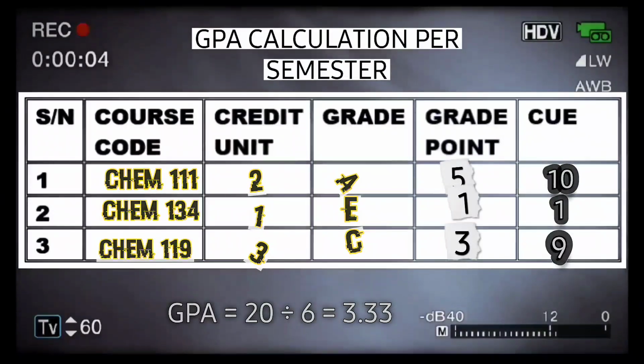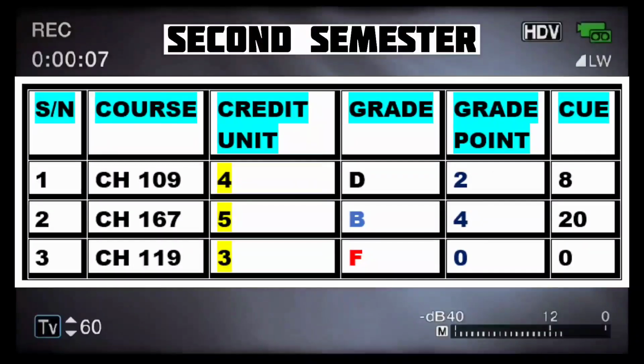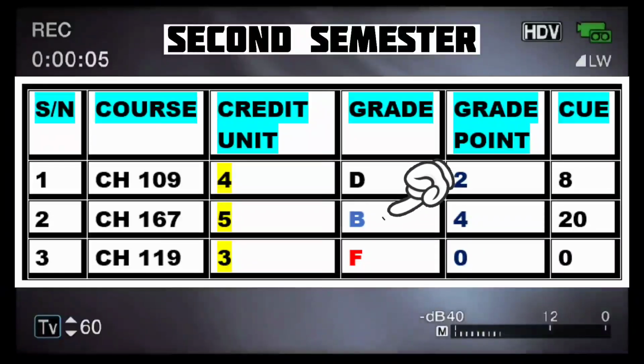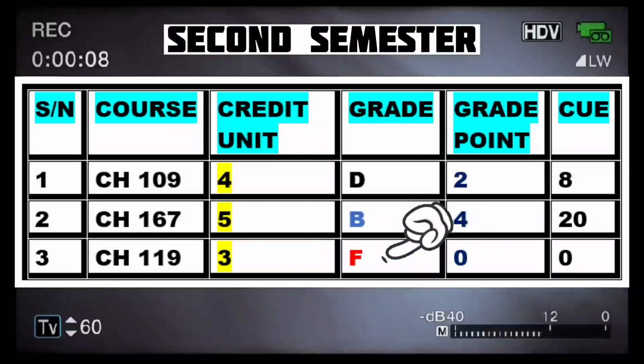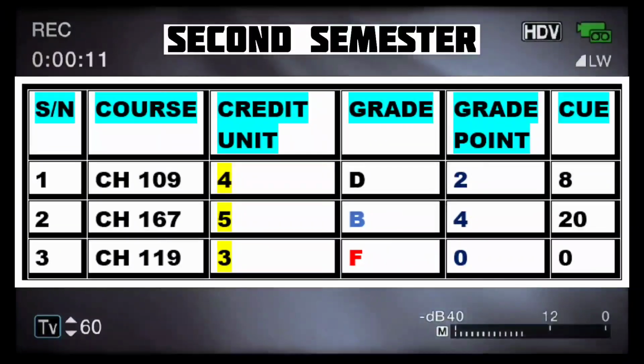Now, how do you get your CGPA? CGPA is cumulative. That means you need the second semester result to calculate your CGPA. Let's take for example that in your second semester you offered 3 courses: Chem 109, Chem 167, and Chem 119, with credit units 4, 5, and 3. Let's say you got a D in Chem 109, a B in Chem 167, and an F in Chem 119.